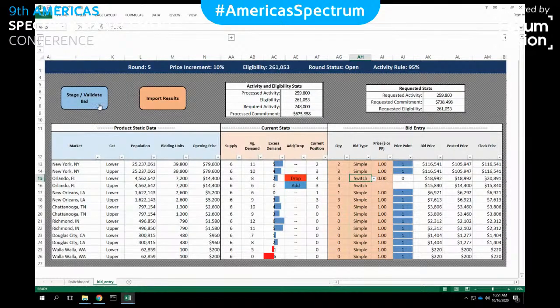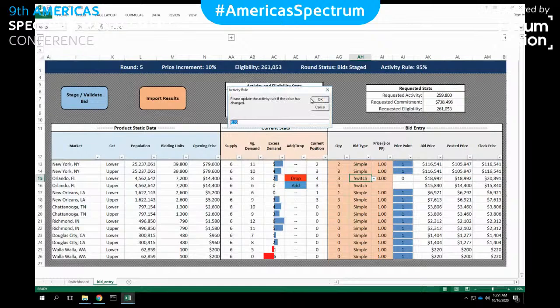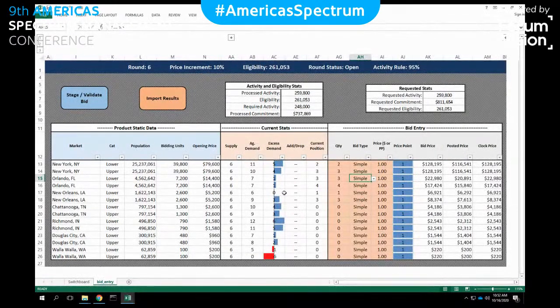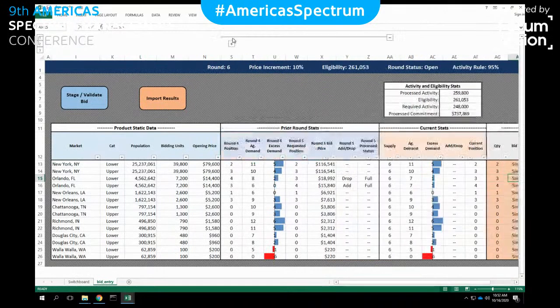So we can go ahead and submit this bid and then take a look. And we fully know that the bidding units will come out of the Orlando lower if the ad is made in the upper. And we can see that we were fully processed.